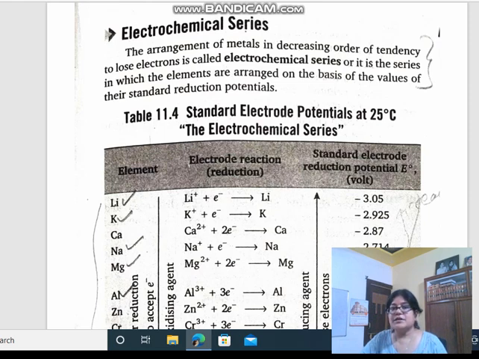So the series in which the elements are arranged on the basis of values of electrode potential, so just leave it. Only learn up to electrochemical series. Okay. The arrangement of metals in the decreasing order of tendency.